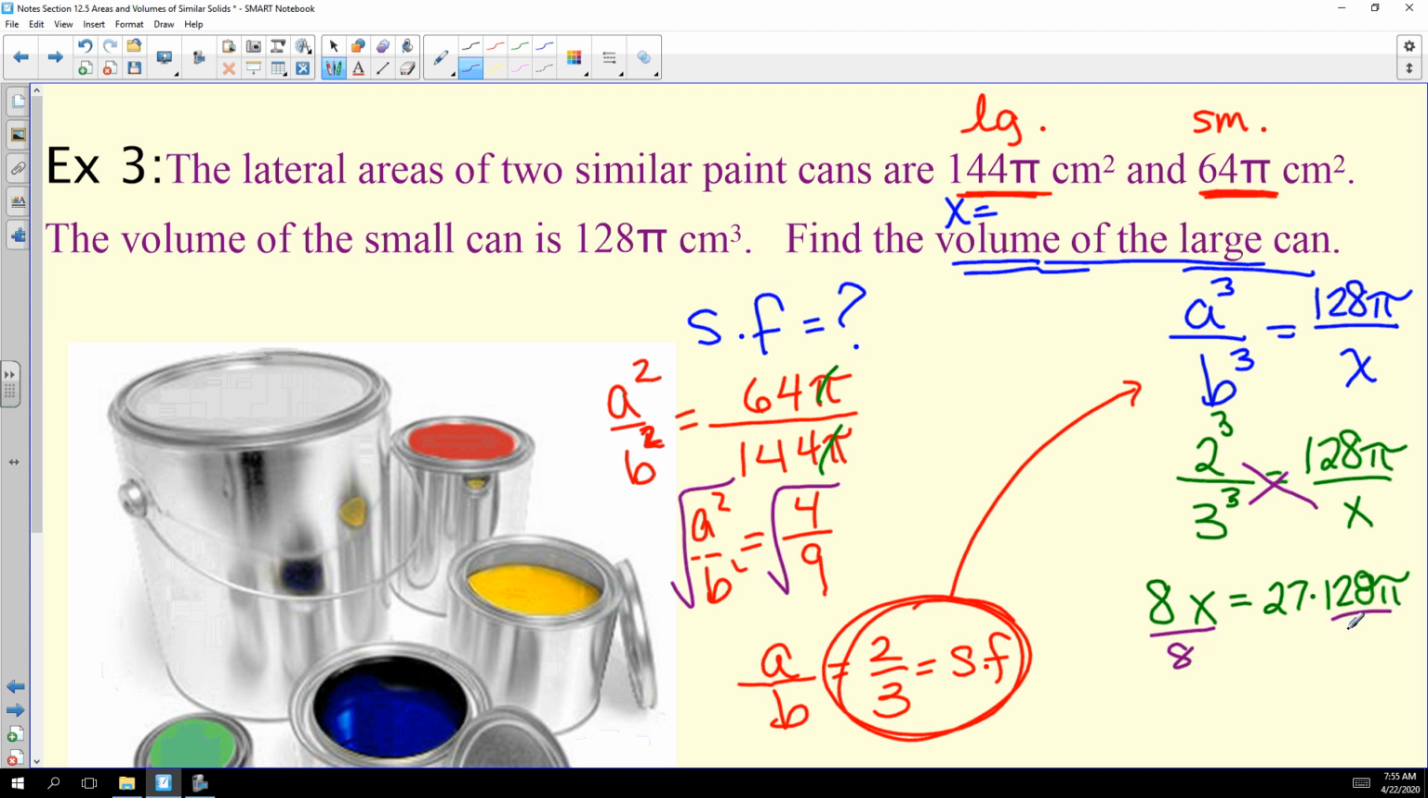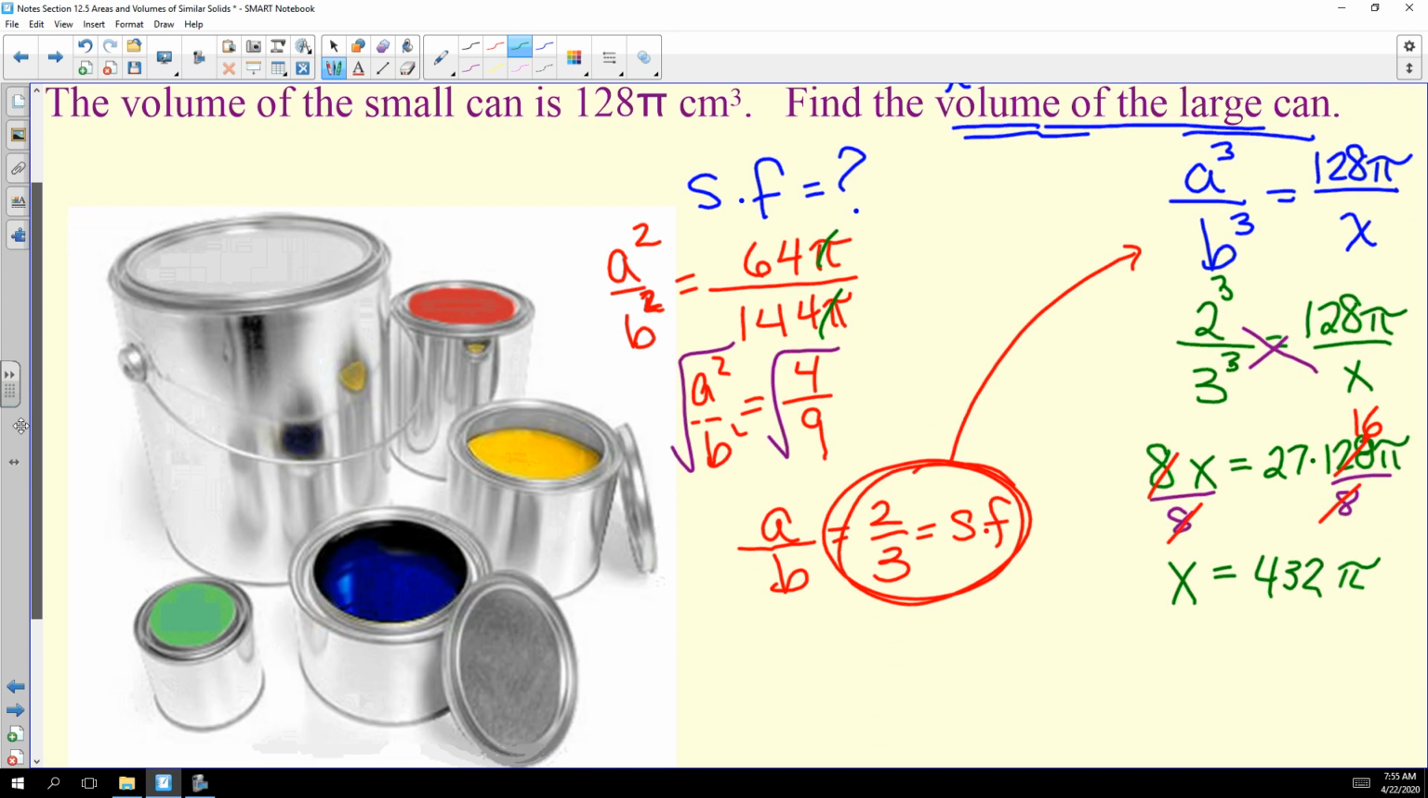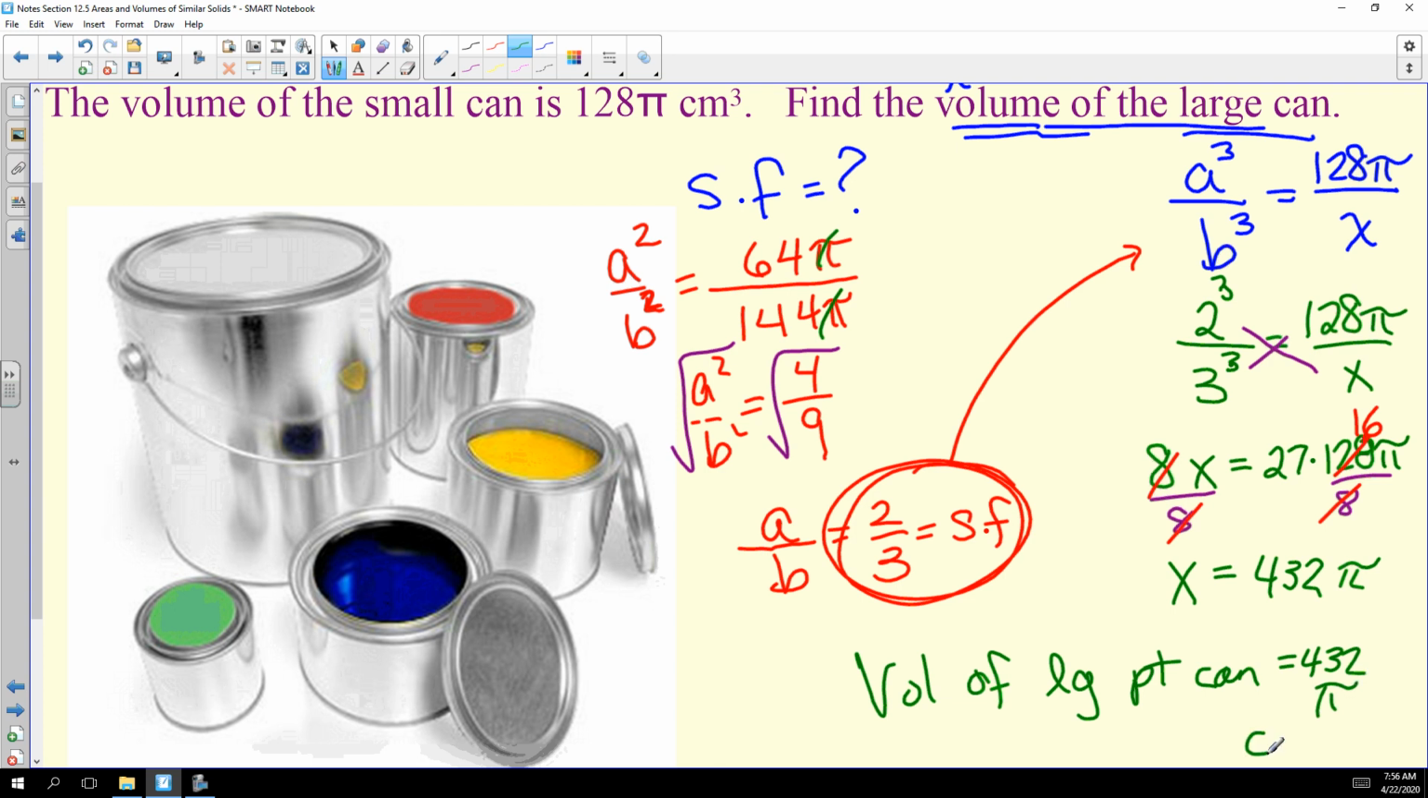I have a tendency, again, to try to simplify things as much as possible first. I'm going to divide 8 into 128, right? And when I do that, I'm going to get 16. And then I'll multiply 16 times 27. So x is equal to, and 16 times 27 is 432. The pi is still there. That didn't cancel. So the volume of the larger paint can is 432 pi cubic centimeters.